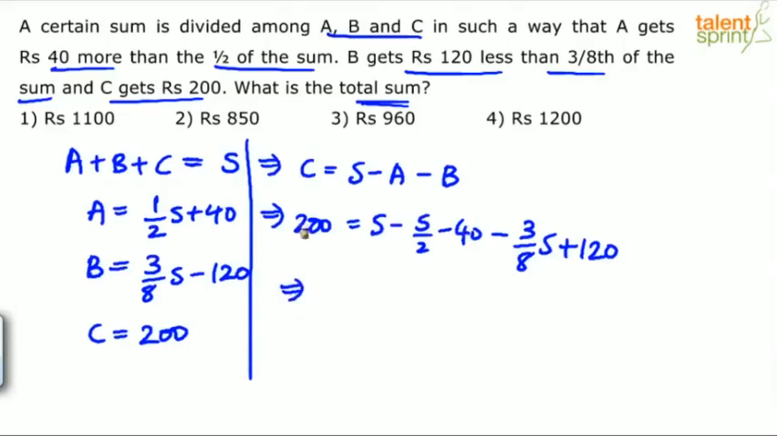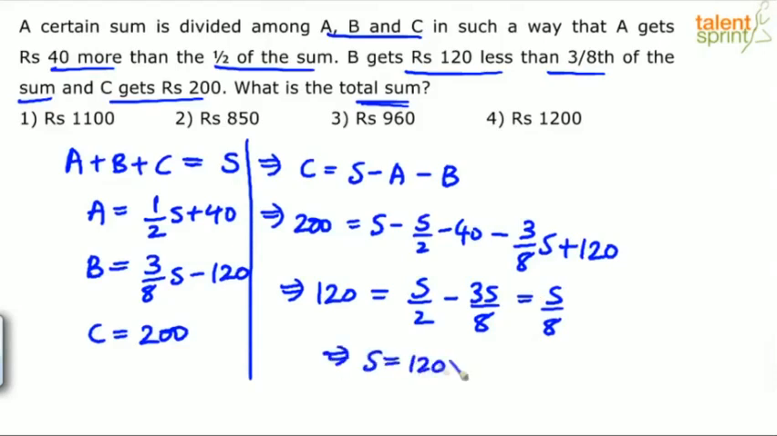200 minus 40. Minus 40 when you take it to the other side becomes plus 40. So 200 plus 40 is 240. 240 minus 120 is 120. So 120 equals S minus S by 2 minus 3S by 8. So how much will this be? See, S by 2 is 50%. 3 by 8 is 37.5%. So 50% minus 37.5% is 12.5%. 12.5% can be taken as 1/8. So this is actually S by 8. As simple as that. So S can be taken as 120 into 8, 960. Total sum is 960.